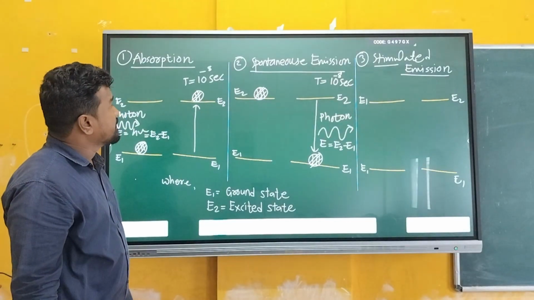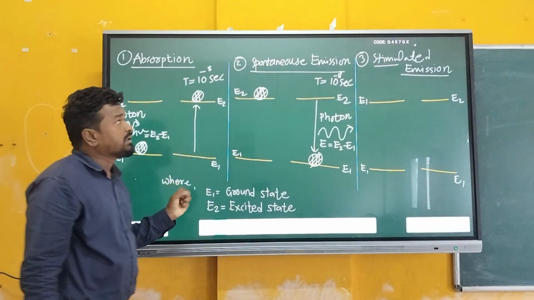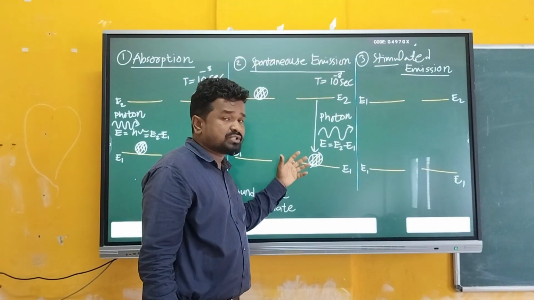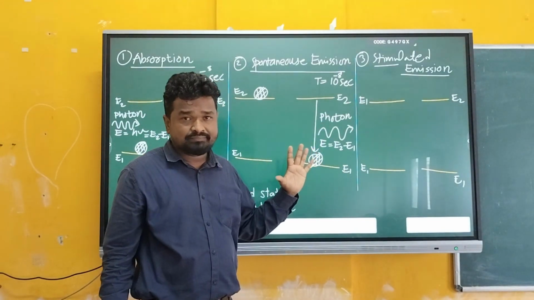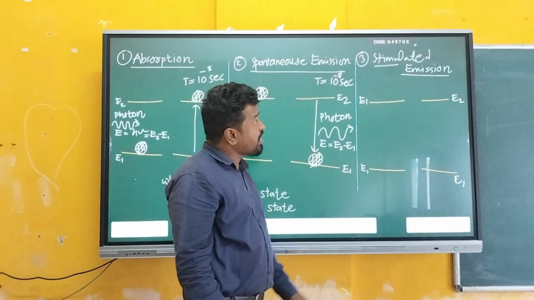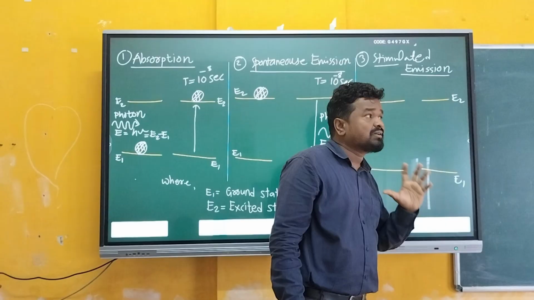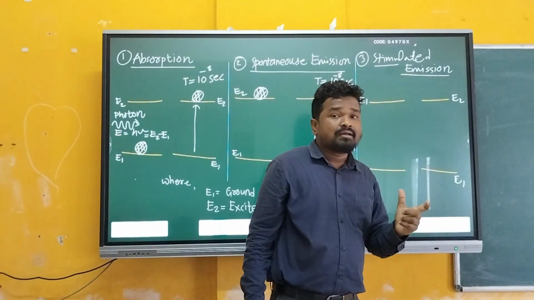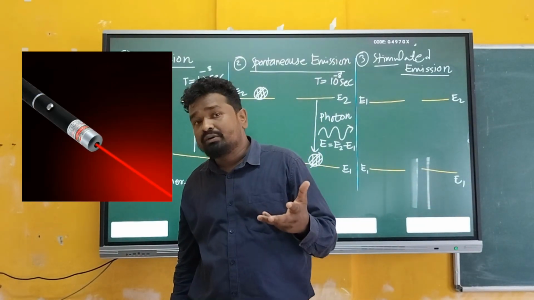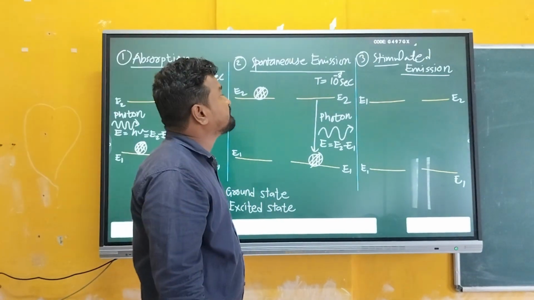In absorption, the photon was absorbed. In spontaneous emission, that photon was emitted. I hope you got what is meant by spontaneous emission. Now, the most important is stimulated emission, because this emission plays an important role in the production of laser. You might have heard about laser.